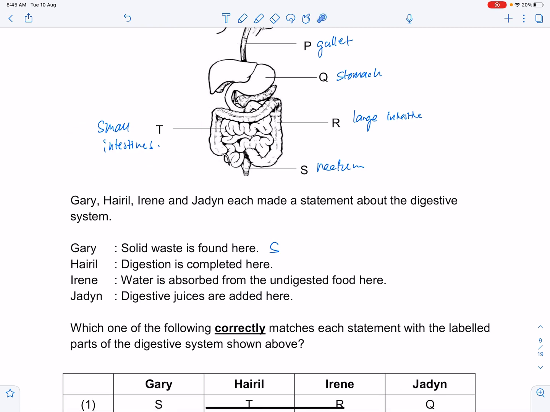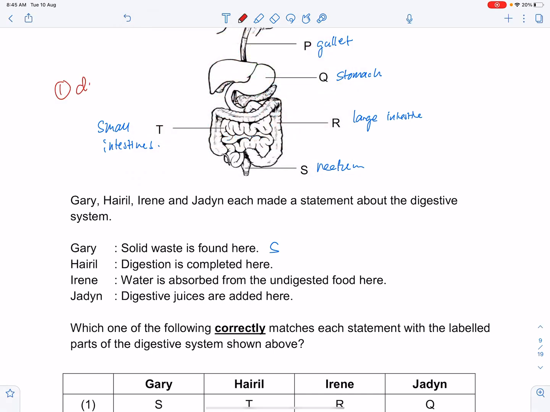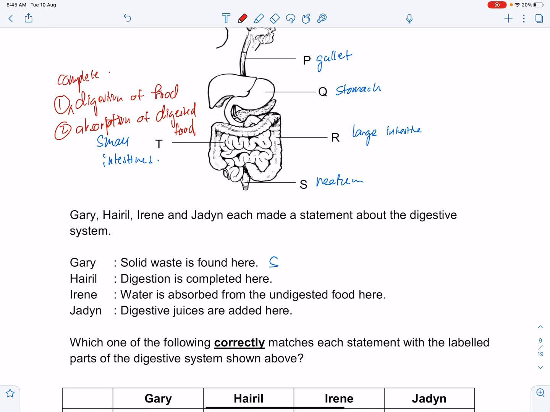So your small intestine has 2 functions. The first function is actually for digestion of food. I think I should just pen this down really quickly. That's complete digestion of food. And the second function would be the absorption of digested food into your bloodstream, so that it can be circulated around your body. So that will be your T.